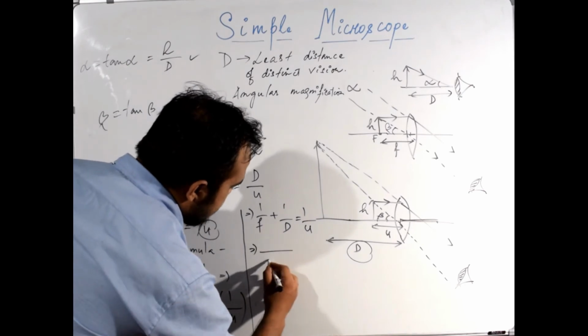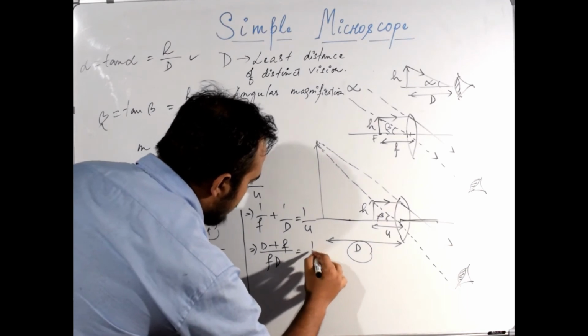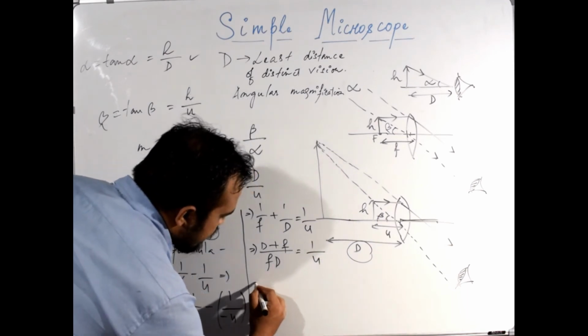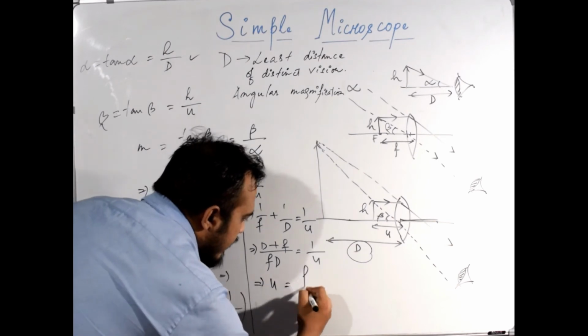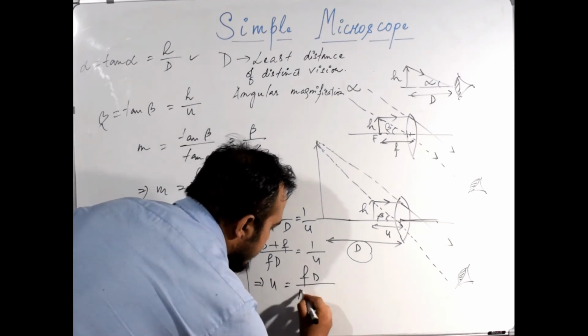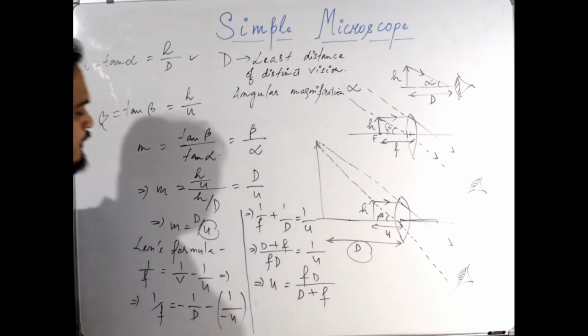So finally what can we get? (f plus d) by fd is equal to 1 by u. So what will u be then? u will be equal to Fd divided by d plus f.